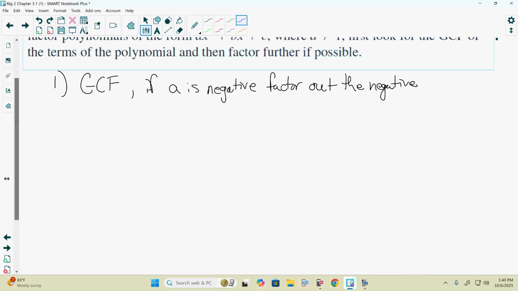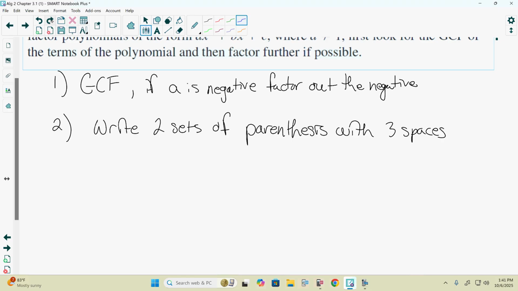The first step is going to be greatest common factor. We're wanting to look at the 3 terms. We're wanting to look at the quadratic equation and see, is there a greatest common factor between the 2 or 3 terms, between the terms? If there is, we'll factor it out. If that first term is negative, we want to factor that negative out. We want that a term, the x squared term, to be positive. So greatest common factor, if a is negative, we're going to factor out the negative. That's the first step.